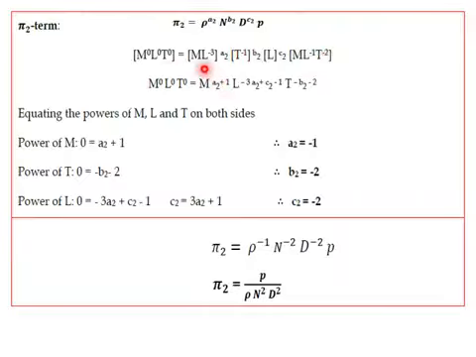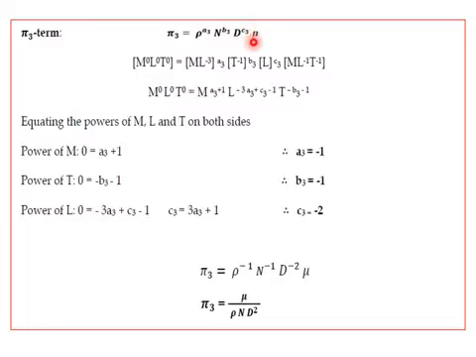So equating the powers for M, a2 will be minus 1. Equating the power for T, b2 will be minus 2. Equating the power for L, we can put the value of a2, so we'll get c2 as minus 2. Substitute the values of a2, b2, c2 in this equation, so we'll get p by rho N square D square.